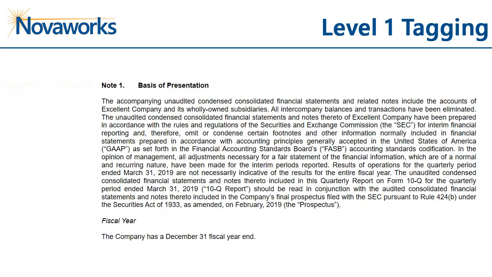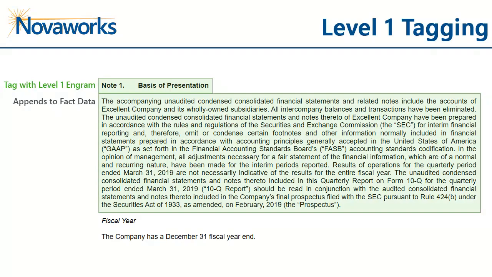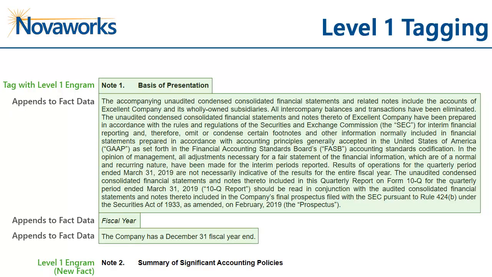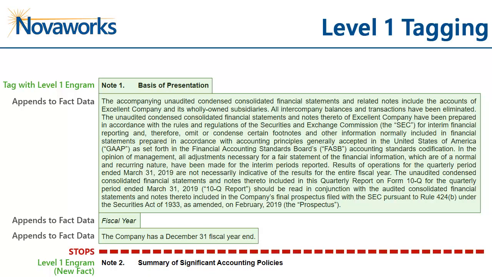To illustrate, we will place the Level 1 XDX engram on the first block of the first disclosure. It will add the next block to the fact data, and then the next block, and so on until it gets to the block that has a Level 1 XDX engram for the second disclosure. The fact for disclosure 1 is complete. Then it will begin building the fact for disclosure 2.